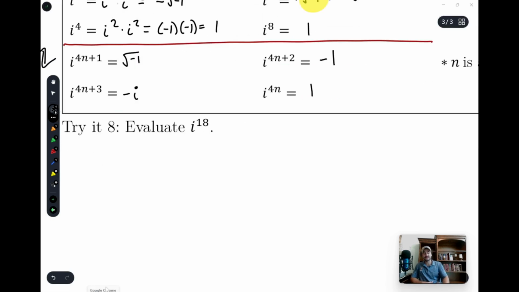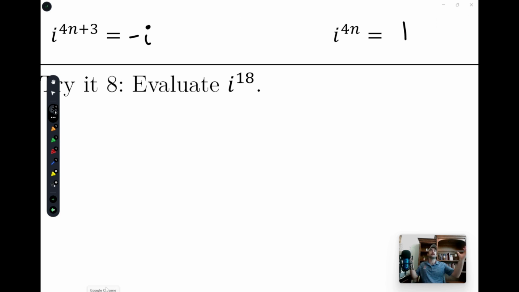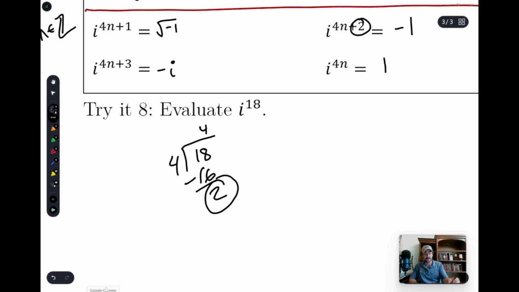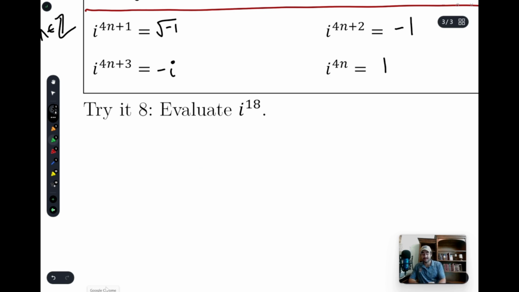And so with that, they sometimes ask you to evaluate a really big number, like i to the 2,000 or something. And there's a couple ways to do it. If you're taking a test and you want to be super careful, one cool way to do it is you could divide 18 by 4 and look for the remainder. So you get a 4 on the top, 16 with a 2 remainder, right? And you could use that remainder to see how many left over do I have, and that would be that remainder.